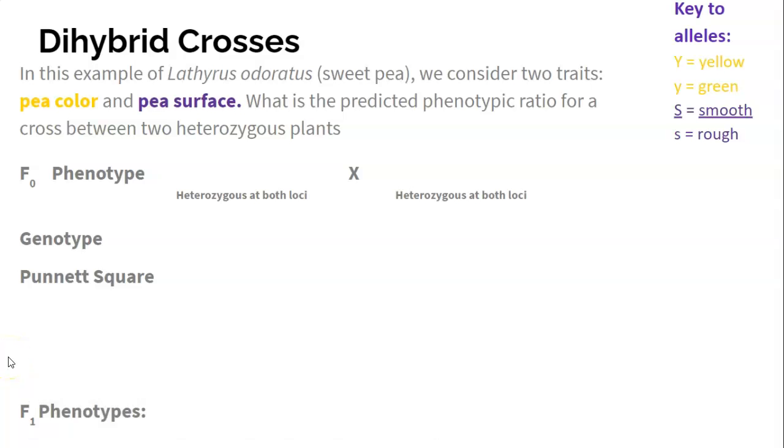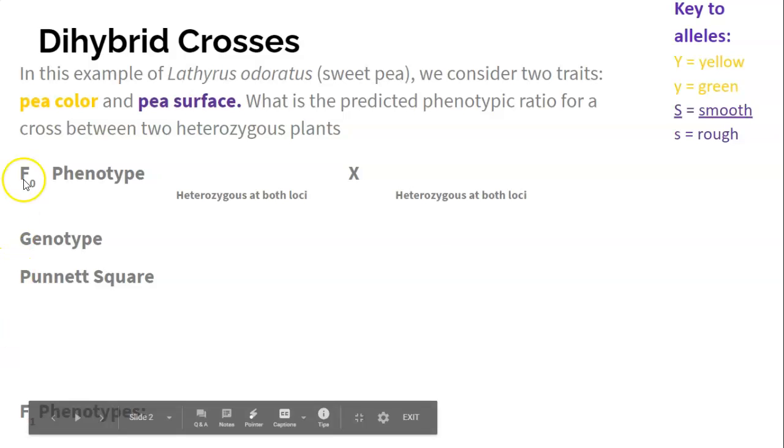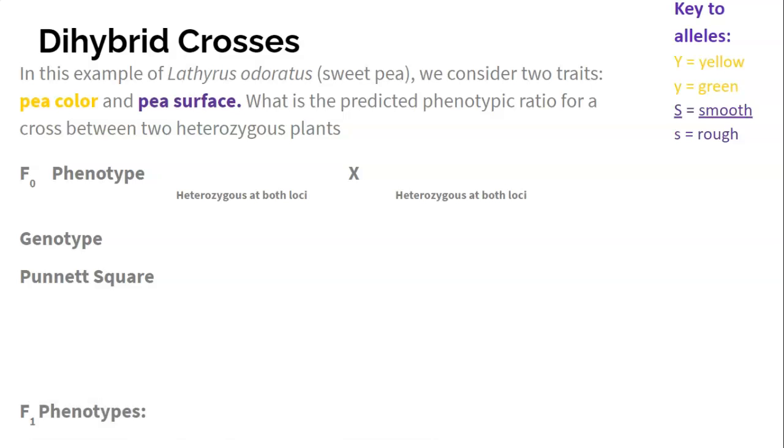Okay, so before we start, we've got to look at dihybrid crosses. For all of these crosses that I'm going to set up, they're going to look pretty similar. On the left-hand side, it has your explanation. The F0 phenotype is the parental phenotype. When I give you a problem, it's going to tell you what we're crossing, and I'm going to put the F0 or parental phenotype there. Below that, the parental genotype. I'm going to show you the Punnett square, and then the F1 phenotypes, which is the offspring.